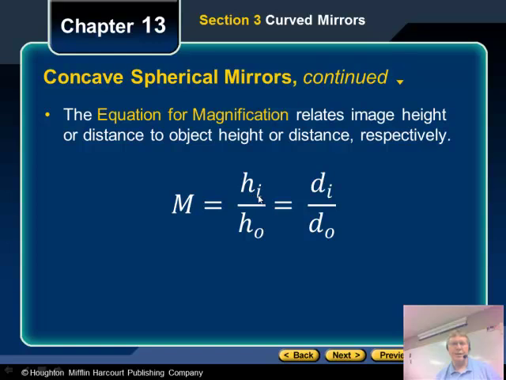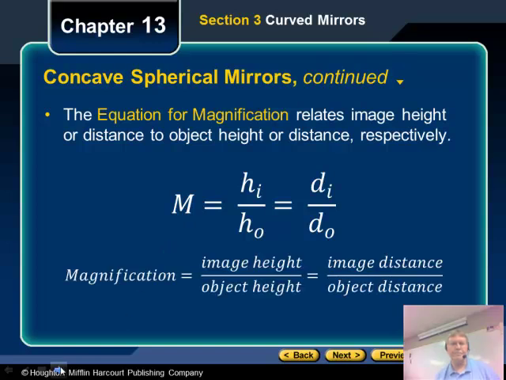If the image is diminished, then the object height will be greater than the image height, and this number will be less than 1. So a magnification of 1 means they're the same size. Magnification less than that means it's diminished. Magnification greater than that means it's magnified. And again, here you see that equation in words.